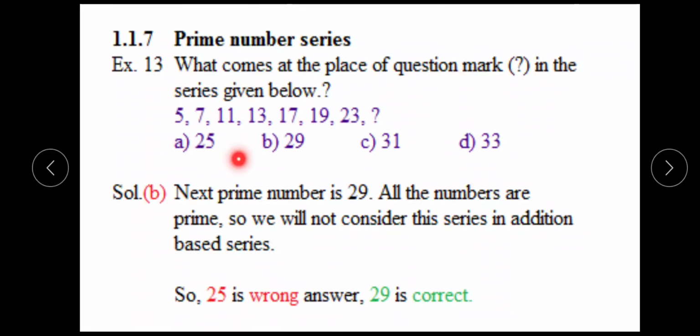If both options, 25 and 29, are given, the candidate may think that 25 is also the answer and 29 is also the answer. Which should I choose?